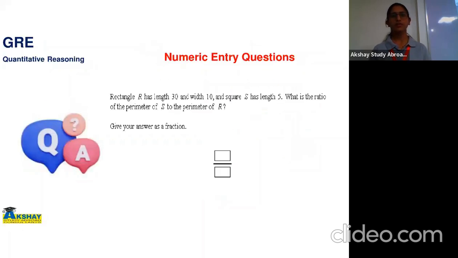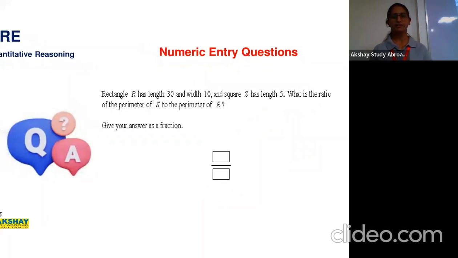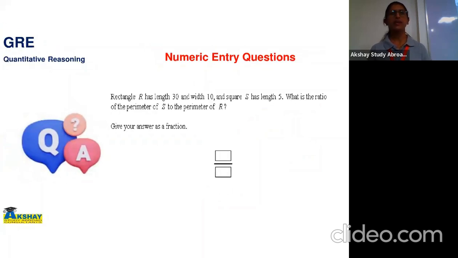And then next type of question is numeric entry. It is again very simple. Rectangle R has a length 30 and width 10. Square S has a length 5. So what is the ratio of perimeter of S to perimeter of R?